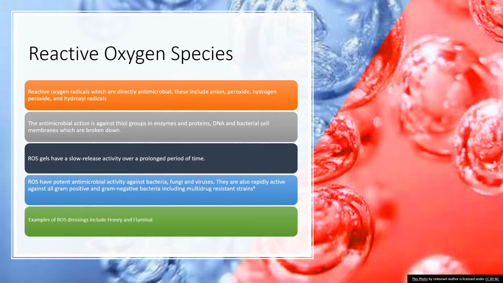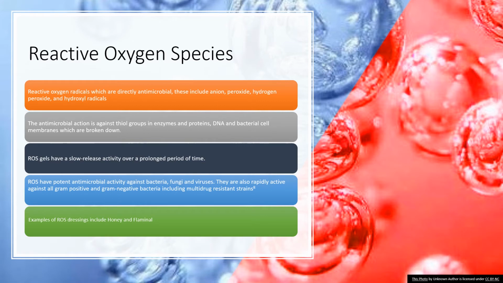So of that long list of antimicrobials, probably the one you're least familiar with is the reactive oxygen species. Reactive oxygen radicals, which are directly antimicrobial, include anion peroxide, hydrogen peroxide and hydroxyl radicals. The antimicrobial action is against the thiol groups in enzymes and proteins, DNA and bacterial cell membranes, which are broken down. Reactive oxygen species gels have slower release activity over a prolonged period of time.